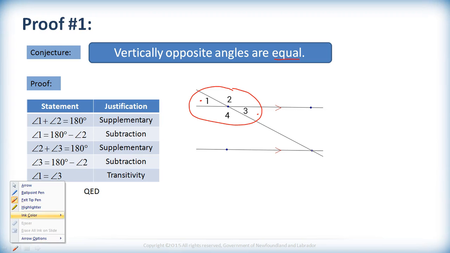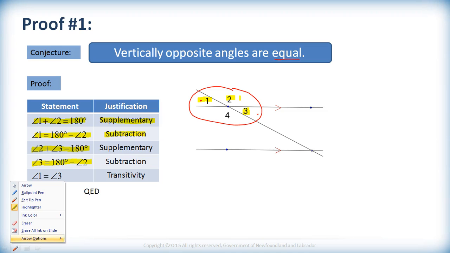Okay, so in order to do that, we're going to start off by saying angle 1 and angle 2 are along a straight line here. So angle 1 plus angle 2 is 180 degrees. That's our supplementary property. Okay, that's good. Then, by just taking that little equation we wrote and doing a quick subtraction of angle 2 from both sides, we get that. Okay, not much to that. That's our second statement. Third statement says that angle 2 and angle 3 over here are also supplementary, so they have to add up to 180 degrees. Okay, that makes sense. And then another quick subtraction, subtracting angle 2 from both sides, we get this equation.